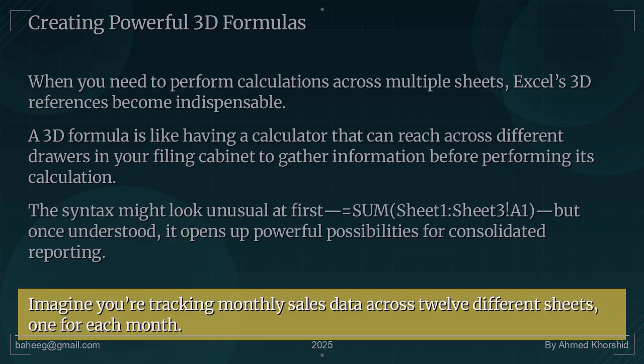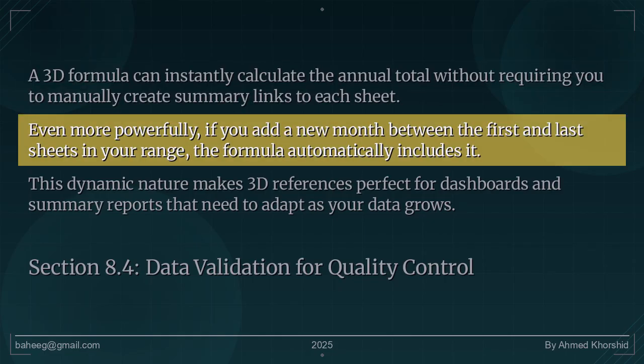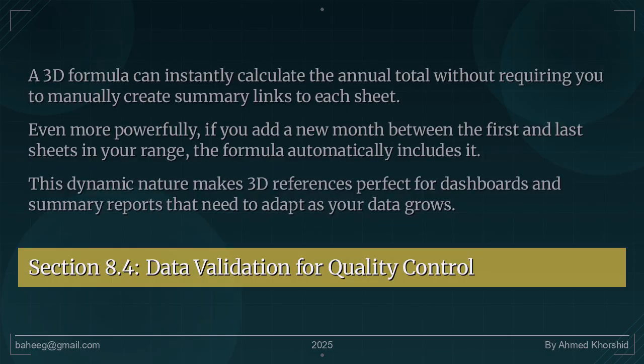Imagine you're tracking monthly sales data across 12 different sheets, one for each month. A 3D formula can instantly calculate the annual total without requiring you to manually create summary links to each sheet. Even more powerfully, if you add a new month between the first and last sheets in your range, the formula automatically includes it. This dynamic nature makes 3D references perfect for dashboards and summary reports that need to adapt as your data grows. Section 8.4 Data Validation for Quality Control.